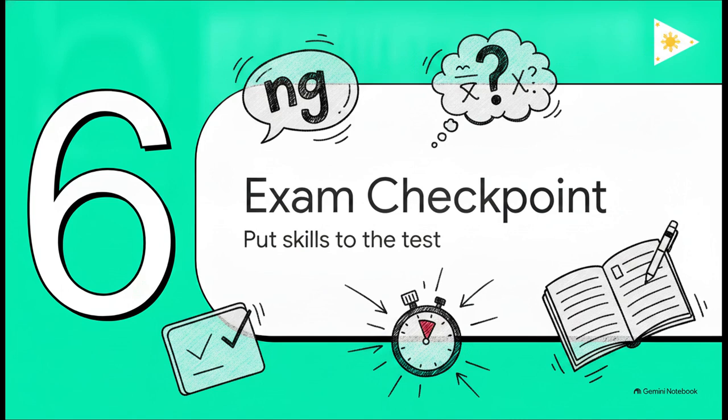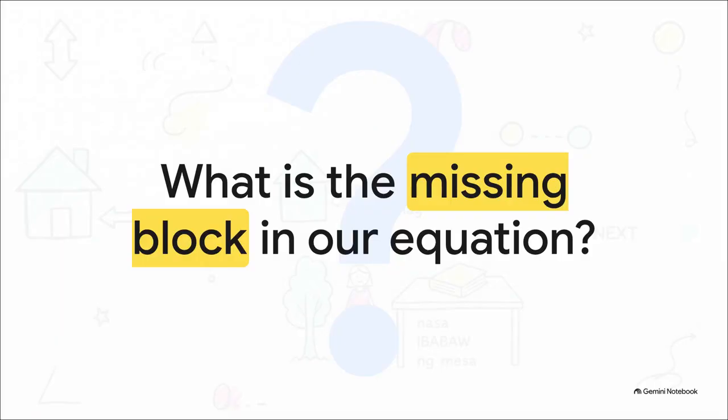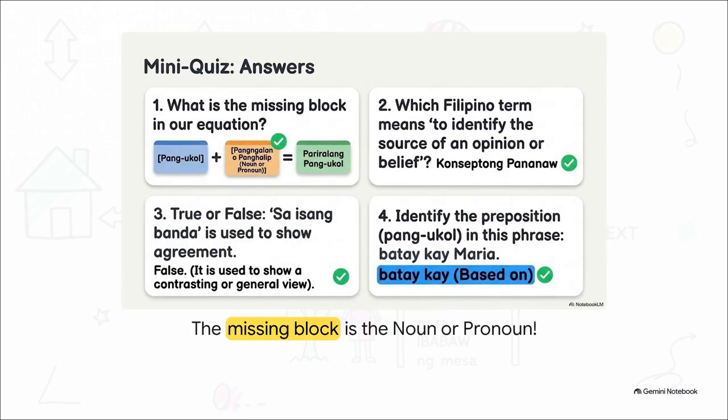So, the crucial point is, can you actually apply this to a test? Let's find out. All right, I need high energy now. Let's recall the grammatical equation we learned way back in the first section. If a Pariralang Pang-ukol is built by combining a pang-ukol, a preposition, with another block, what is the exact grammatical term for that missing block? Come on, shout it out if you know it. If you said "pangngalan o panghalip," you're absolutely spot on.